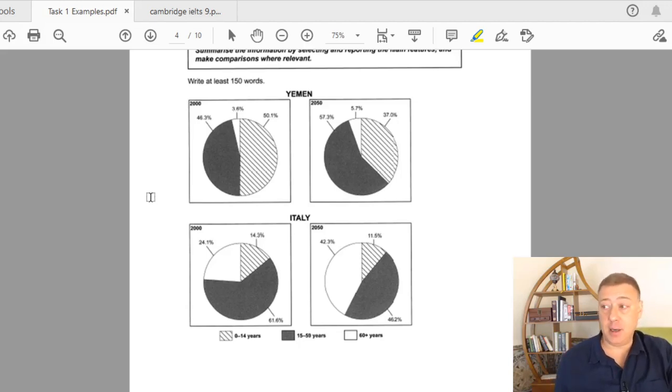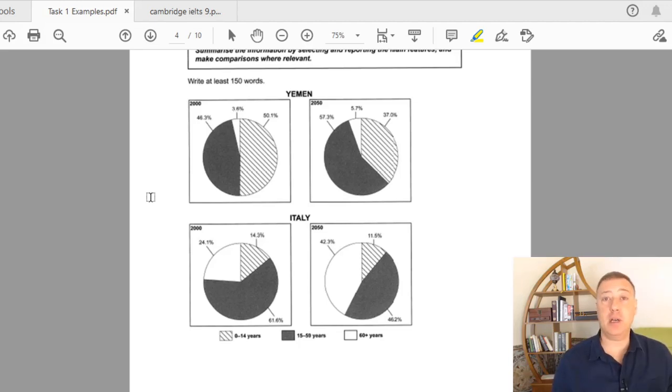Your second details paragraph will be about what's going to happen in the future. So it's predicted that in the future, the number of people aged between 0 and 14 years will decrease in both countries, from 50 to 37% in Yemen and from approximately 14 to approximately 12% in Italy. Those aged 60 and over, on the other hand, are predicted to increase in both countries, from 3% to around 6% in Yemen and from 24.1 to 42% in Italy.